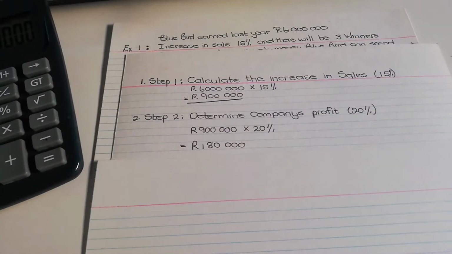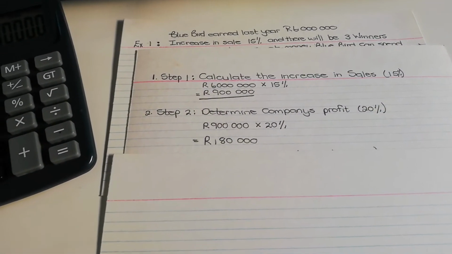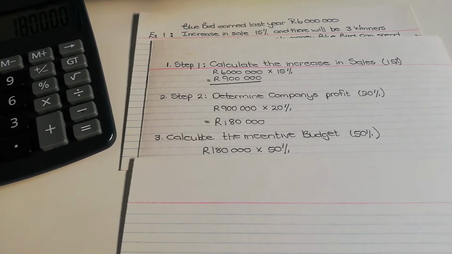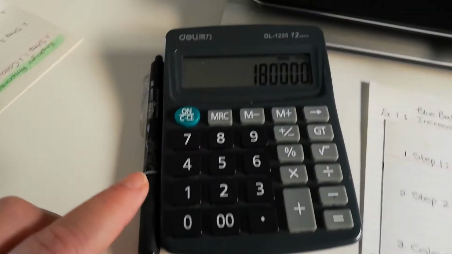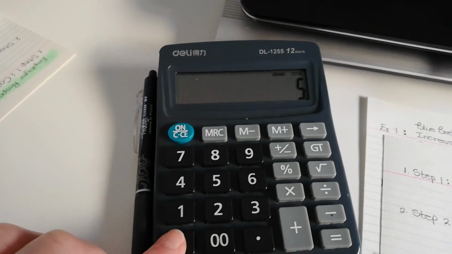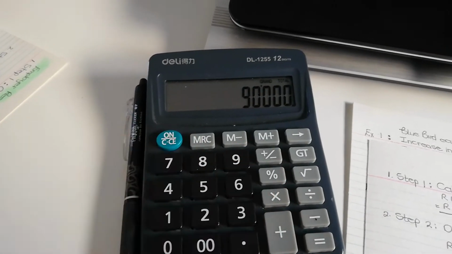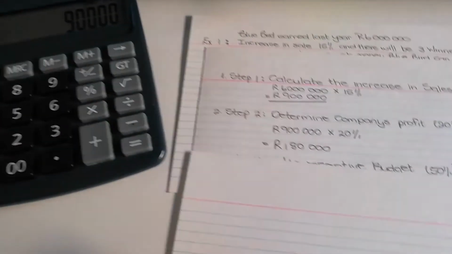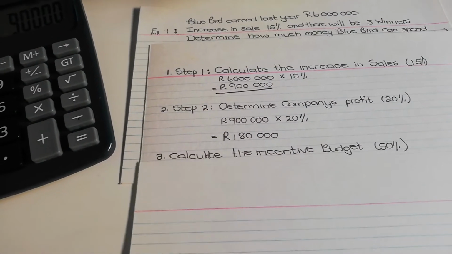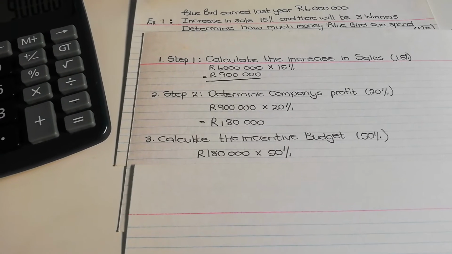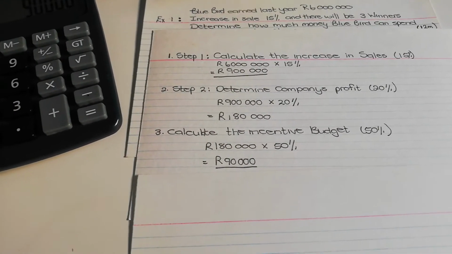I'll go back to my question. I write down the answer. Then step 3, 180,000 times 50%. It is 90,000. You go back to your next step. Calculate the incentive budget was 180,000 times 50%, and it's 90,000.